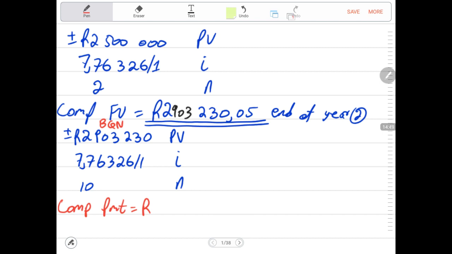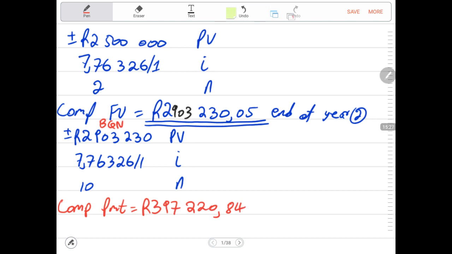Then after that you can say 2,903,230 rand plus minus, the present value. 7.76326 is the interest, 10 is our N. Then we say compute PMT. PMT is 397,000 rands, 220 rand and 83 cents or 84 cents, rounding off to 2 decimal places.